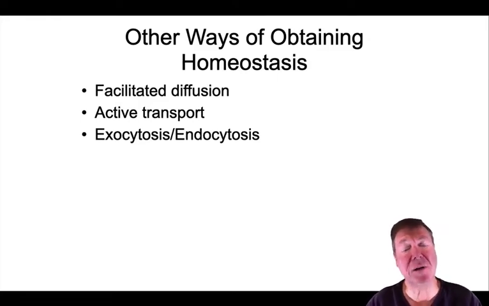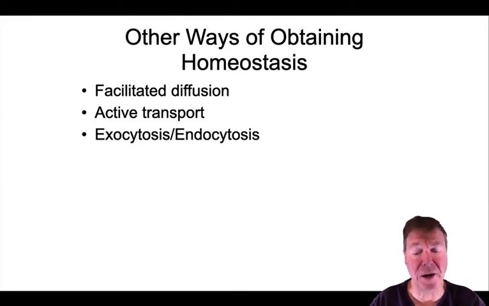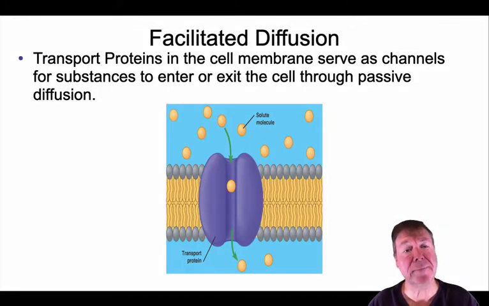So let's talk about other ways that cells can obtain homeostasis. And in this part, I'm going to talk about facilitated diffusion, active transport, and exo and endocytosis. Obviously, I'm going to explain each of those in further detail, so I'm not going to do it right this moment. But I'm going to start with facilitated diffusion.